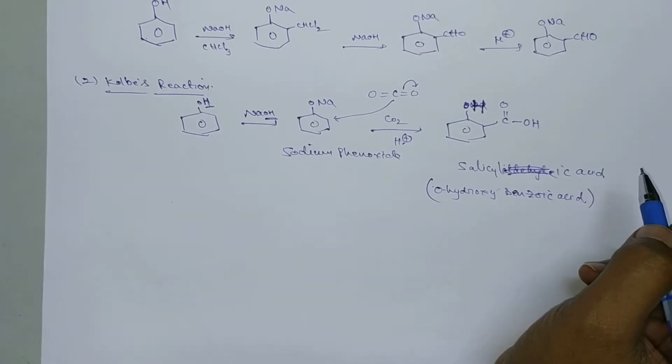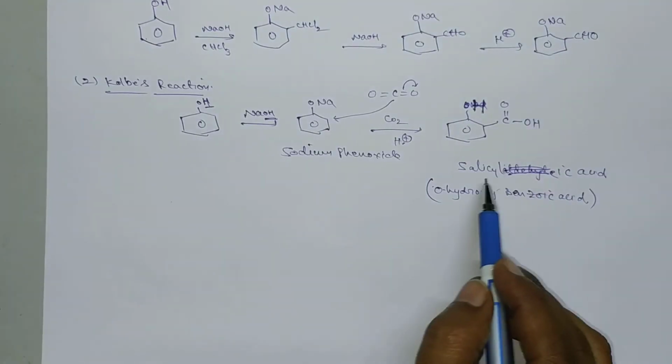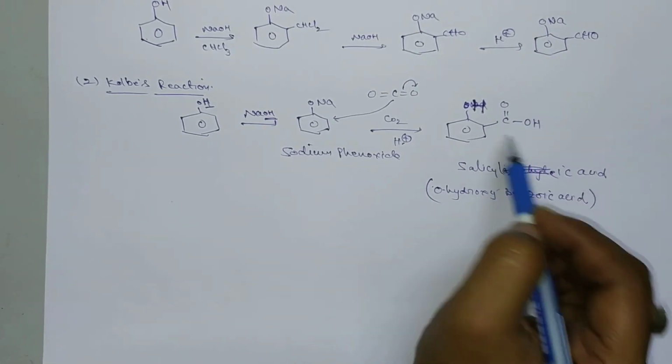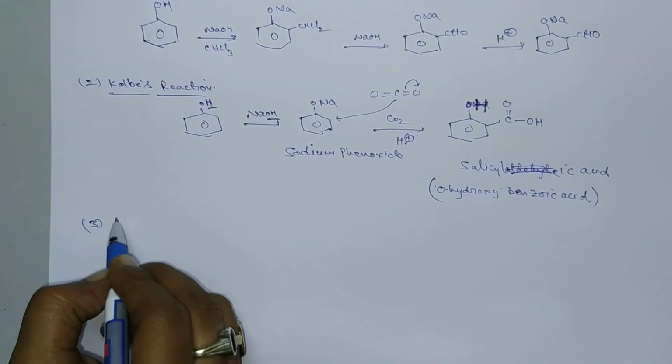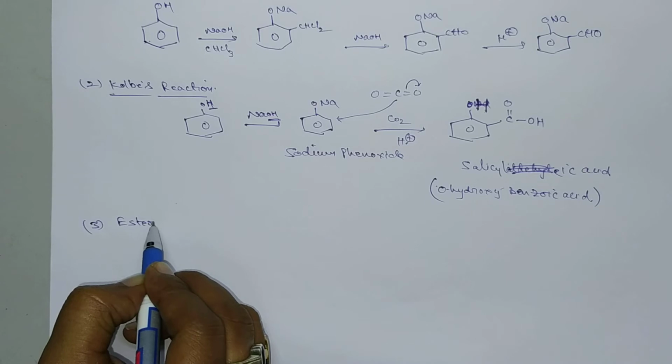Salicylic acid. So in the previous example we got salicylaldehyde. This is salicylaldehyde and this is salicylic acid. Here COOH is there. COOH means acid. Okay, and next the third one. So the third one is esterification. Very important, esterification.